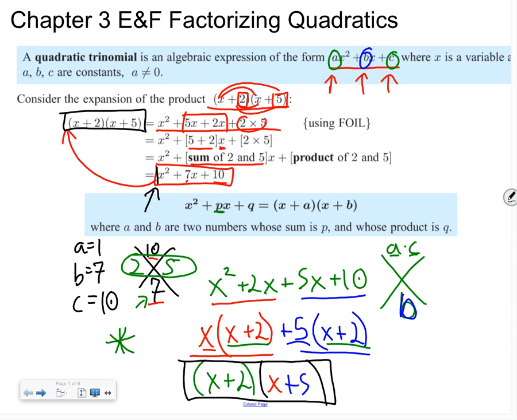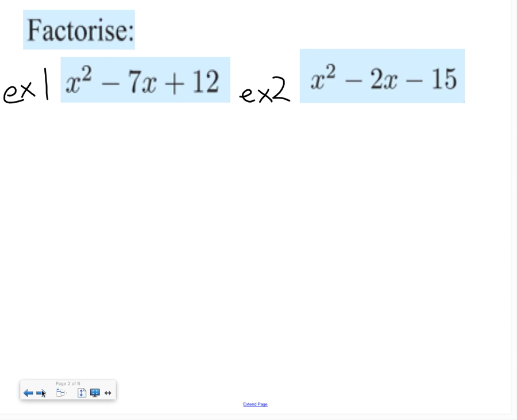Okay, so let's look at an example here. Example 1. I identify my a equal to 1, my b is equal to negative 7, and my c is equal to 12. So as I construct my diamond, it's just an organizational tool. I do a times c, which is 12. b is negative 7. What two numbers, when multiplied together, give 12, and add to negative 7?